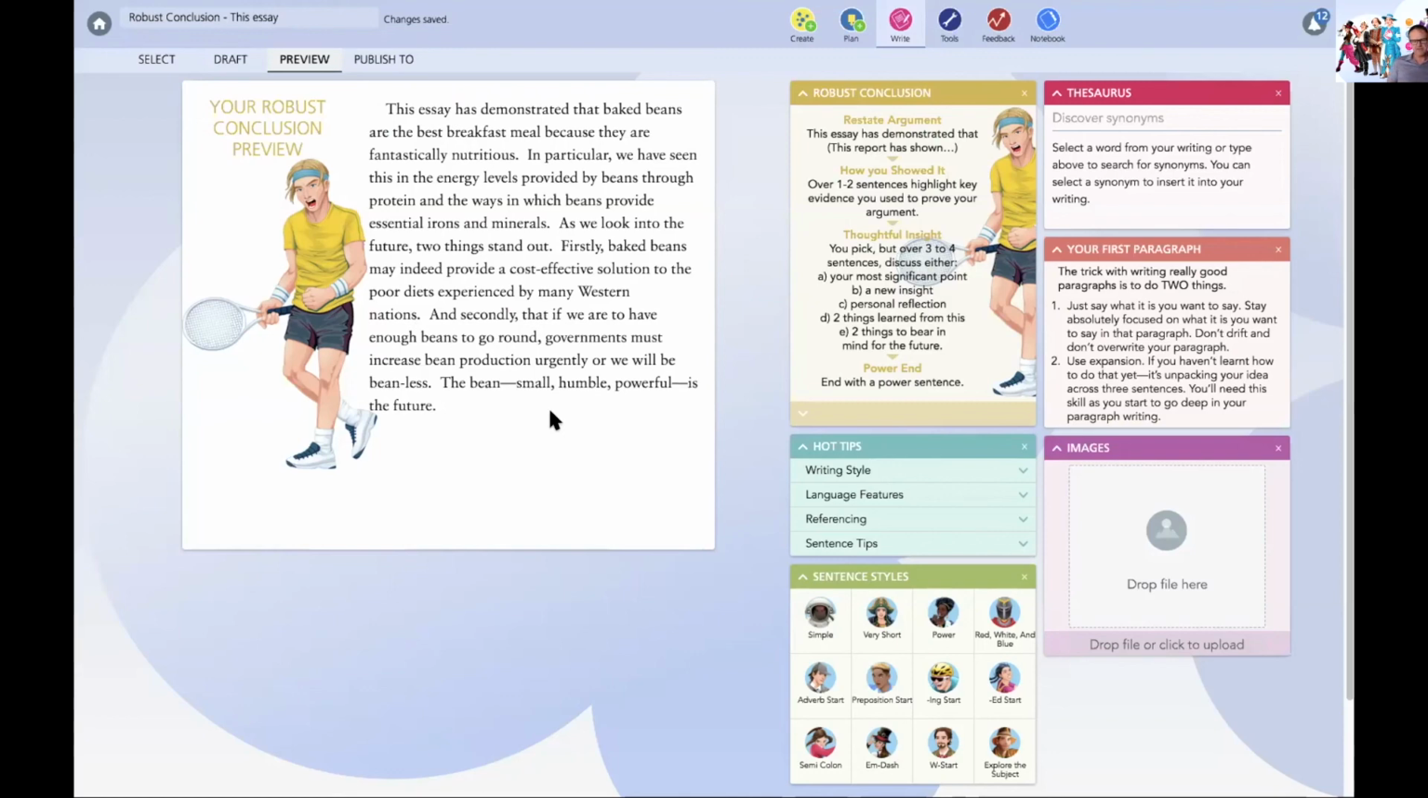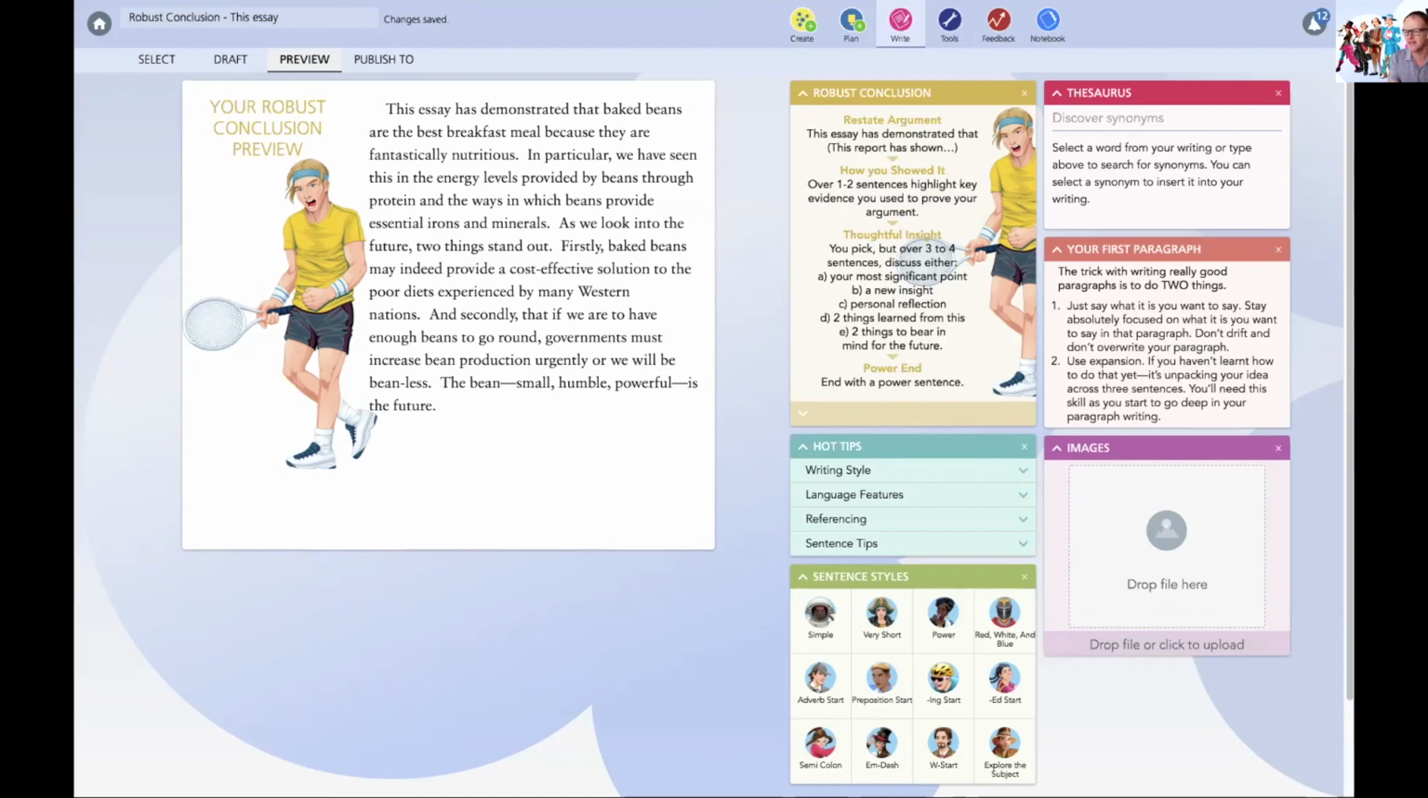This essay has demonstrated that baked beans are the best breakfast meal because they are fantastically nutritious. In particular, we've seen this in the energy levels provided by beans through protein and the ways in which beans provide essential ions and minerals. As we look into the future, two things stand out. Firstly, baked beans may indeed provide a cost-effective solution to the poor diets experienced by many Western nations. And secondly, that if we are to have enough beans to go around, governments must increase bean production urgently, or we will be beanless. The bean, small, humble, powerful, is the future.